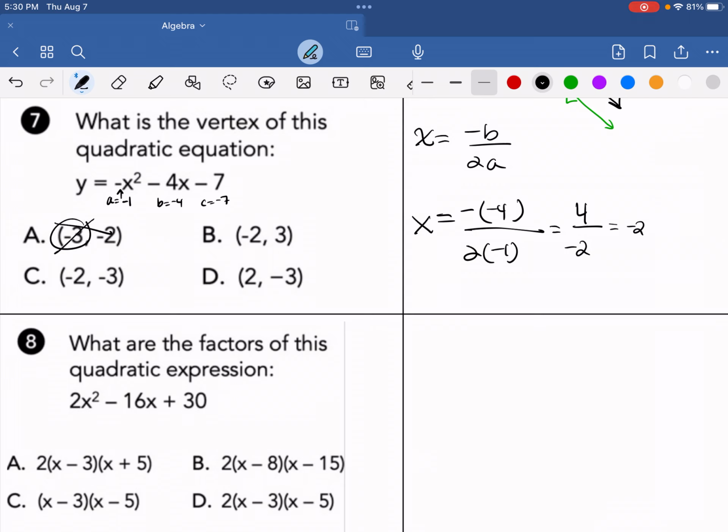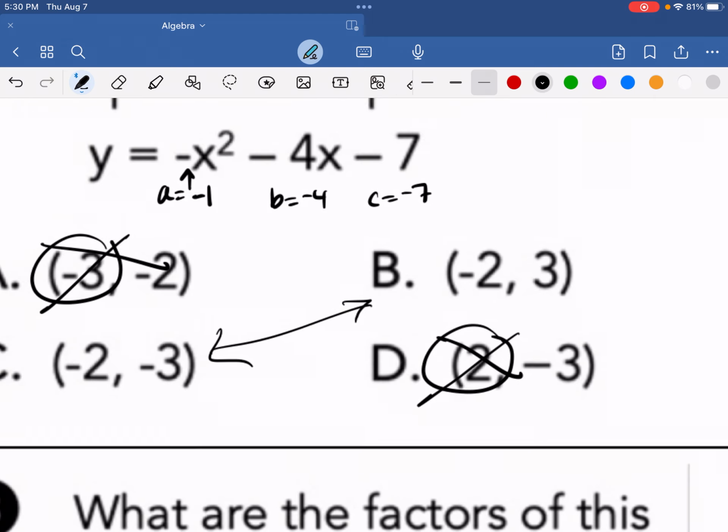So is this x -2? No, it can't be A. Is this one -2? No, it can't be D. So the answer is between C and B. How do you find the y? Well, you just plug it in.